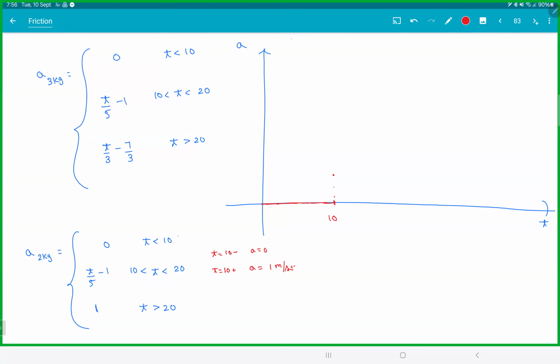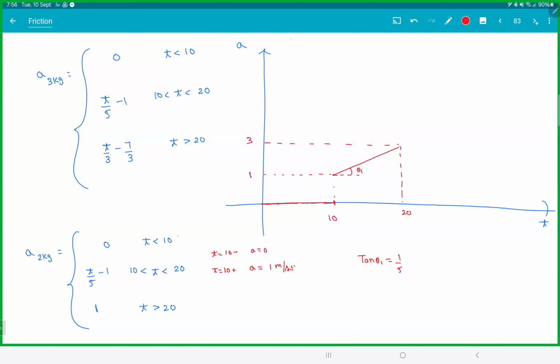Then this is T by 5 minus 1. It's a line like this. This will go till 20 seconds. This line's angle, if I take it as theta 1, tan theta 1 is 1 by 5. And then something more happens. See, this value is 1. If you put T is equal to 20 here, you get 20 by 5, that is 3.